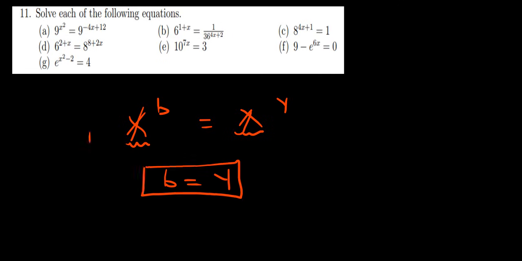is equal to x to the power y. If this base is the same as this base, we can just cancel this base and this base. So our b will be equal to what? y. This is the first rule that we are going to be using here.